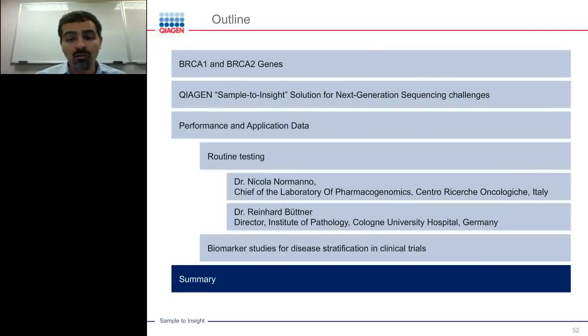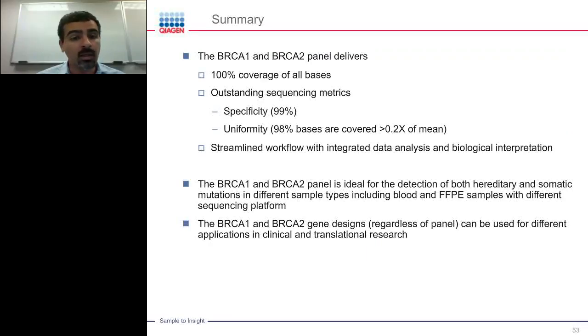So to close this off with a summary, basically the BRCA1 and BRCA2 panel that QIAGEN has built delivers 100% coverage of all the bases. It delivers outstanding sequencing metrics, 99% specificity and 98% uniformity as defined by 0.2x of the mean. It's a streamlined workflow with integrated data analysis and biological interpretation.